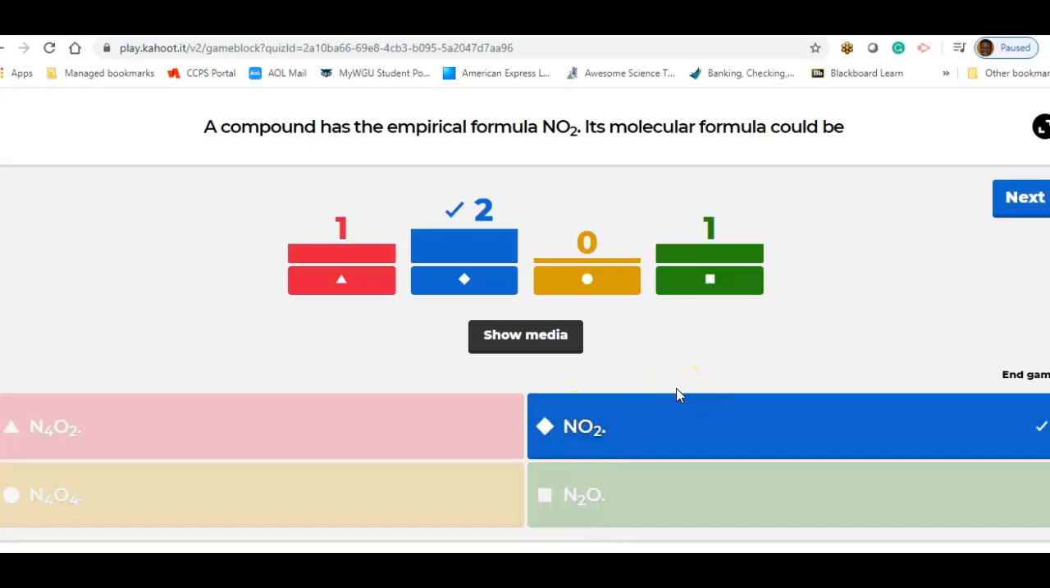Remember, the empirical formula can also be the same thing as the molecular formula. I gave you an example of sodium chloride. Sodium chloride is NaCl. It is both empirical and molecular. So sometimes the same formula can be both empirical and molecular.